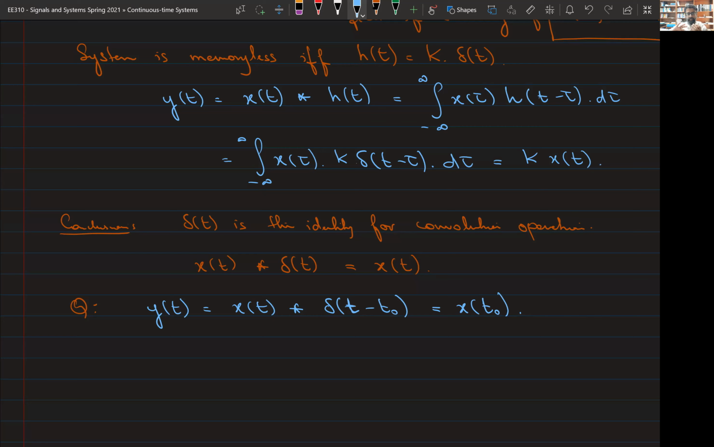So convolution में क्या होता है? Convolution में I can switch it around. So if any one of those two signals shifts by a quantity t naught, the output must also shift by it. So actually, this is not x of t naught, sorry, this is x of t minus t naught. Okay, so the delta of t minus t naught, if you convolve anything with that, it just results in that input being shifted by t naught seconds. Okay.